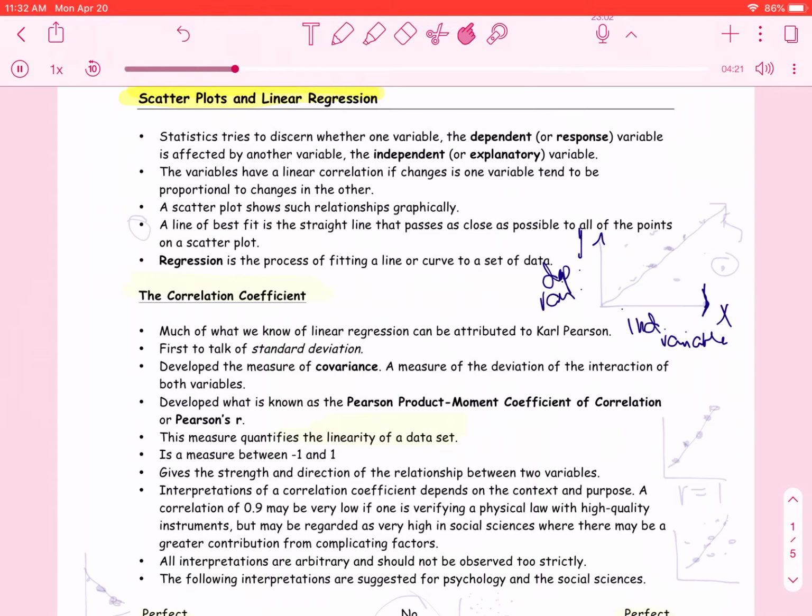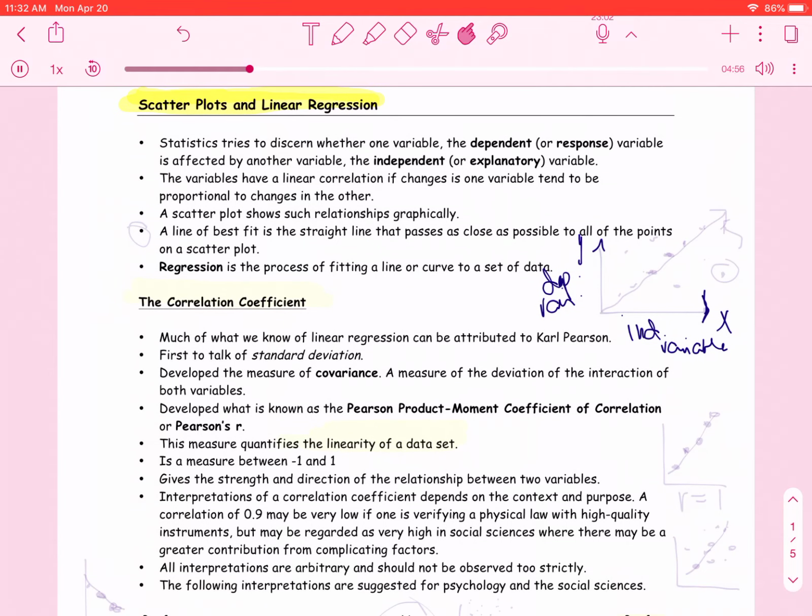Now, statistics tries to discern whether one variable, the dependent or response variable, is affected by another variable, the independent or explanatory variable. A really small example of something that I generally teach my grade 9s when I talk about dependent versus independent variables is this idea of how two things are related in the real world. You might think about a time when you have gone to the movies. If you go and see a movie that is debuting for the first time, the ticket sales would be, for instance, your independent variable.